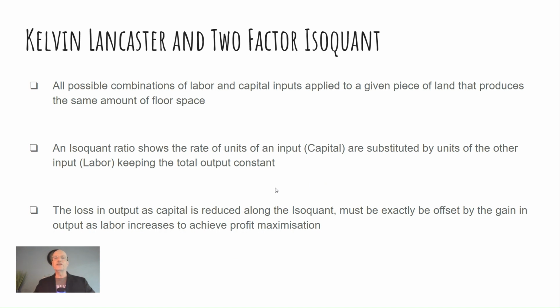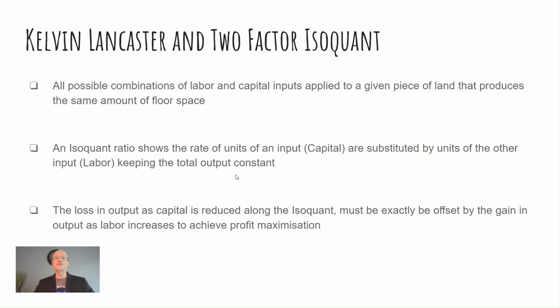Kelvin Lancaster and the two-factor isoquant. Isoquant, Latin for basically 'is equal.' There were two methods, two theories. This one I prefer because it will arrive at the same conclusion, but it seems simpler to me because it's using two variables as opposed to, I think, four or five in the other efficiency model.